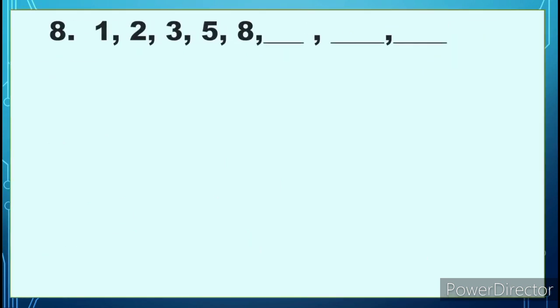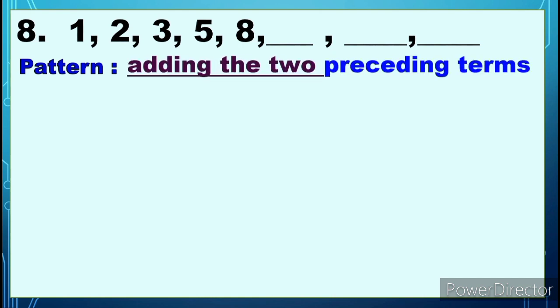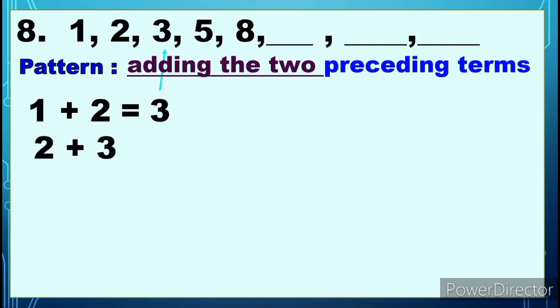Then now we have number 8. So, number 8 sequence is 1, 2, 3, 5, 7. And then next, alamin natin kung ano ang pattern, which is, kung mapapansin ninyo, ina-add natin yung dalawang magkatabing or dalawang magkasunod na terms. So, for example, 1 and 2, which is magkasunod, i-add natin, the answer is 3. And then, yung dalawang magkasunod na term na 2 and 3, pag in-add natin, 2 plus 3 equals 5. And that is the next term, which is 5.